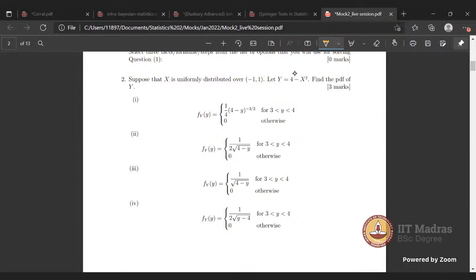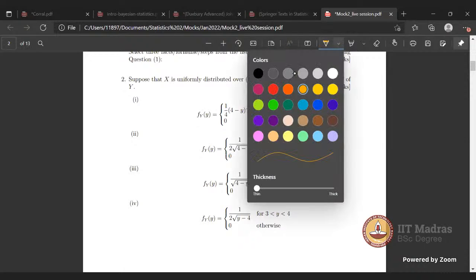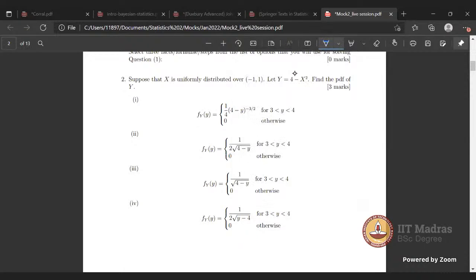So the second problem is that x is uniformly distributed over the interval -1 to 1. We have a function y that is 4 minus x squared, and we have to find the PDF of y.